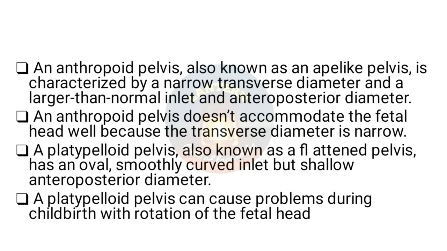The anthropoid pelvis, also known as the ape-like pelvis, is characterized by a narrow transverse diameter and larger than normal inlet and AP diameter. An anthropoid pelvis doesn't accommodate the fetal head well because the transverse diameter is narrow. The platypeloid pelvis, also known as the flattened pelvis, has an oval, smoothly curved inlet but shallow anteroposterior diameter. A platypeloid pelvis can cause problems during childbirth with rotation of the fetal head.